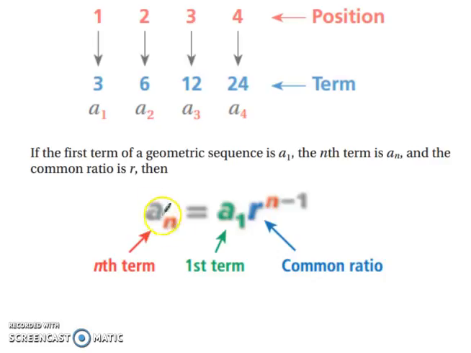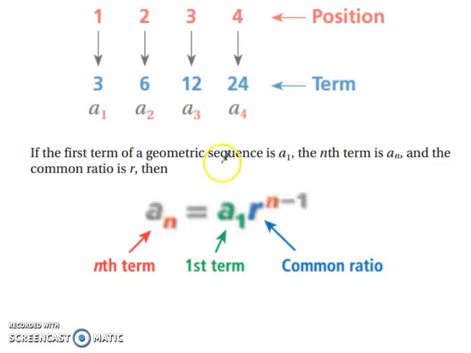So we have a sub n, representing the nth term, the term we're looking for. And then we have our first term, a sub 1, the first term in the sequence, and we have our common ratio r. What do we keep multiplying by? And then we have n minus 1.